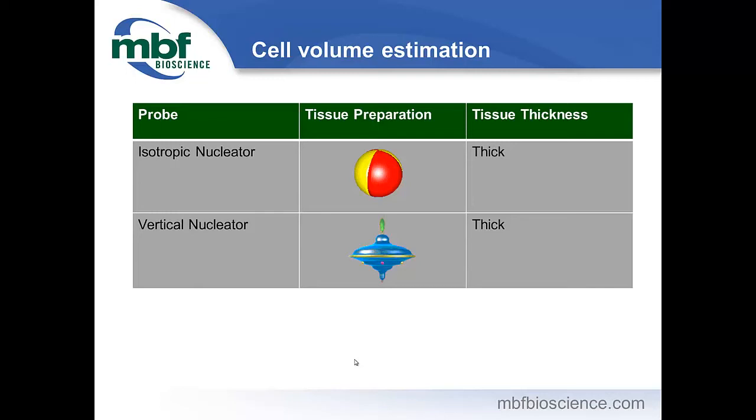But if you don't know about your objects and you don't know that they're isotropic, then we need to use isotropic sections or vertical sections, and we need to use thick sections when we're probing for local volume.